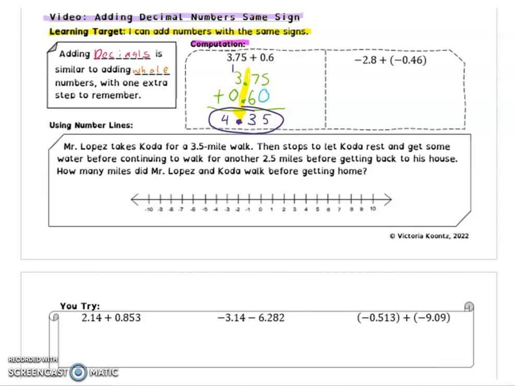We're going to do the same thing over here with our negatives. This one is going to be a little bit different. So we have negative 2.8.